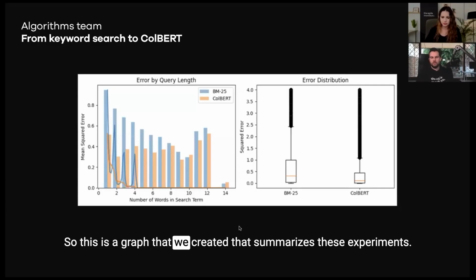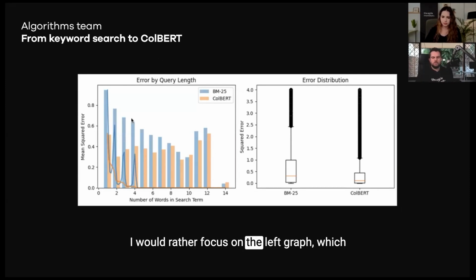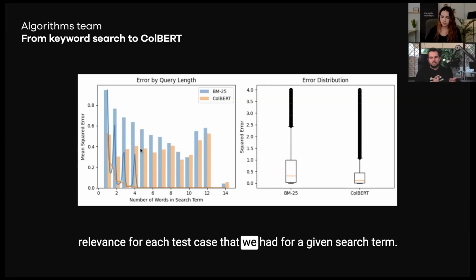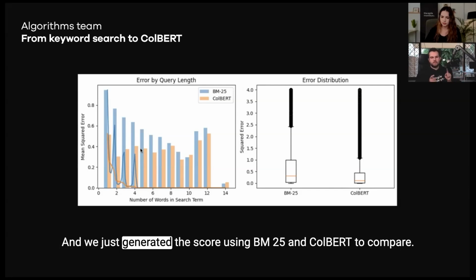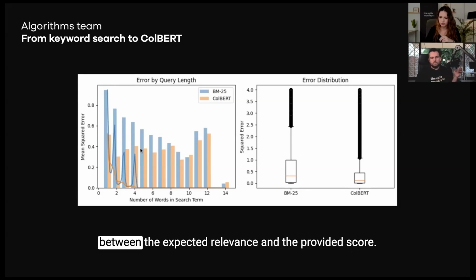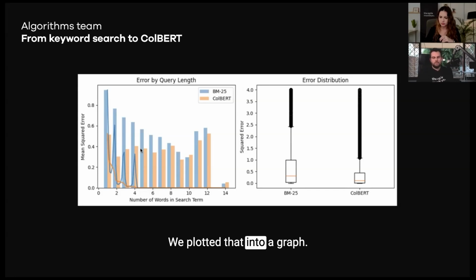Let me share with you my screen. So this is a graph that we created that summarizes these experiments. I would rather focus on the left graph, which I think is more visual than the other side. What this graph represents is the mean squared error of the relevance for each test case that we had for a given search term. We generated the score using BM25 and ColBERT to compare, and we calculated the error, which is the difference between the expected relevance and the provided score. And we plotted that into a graph.